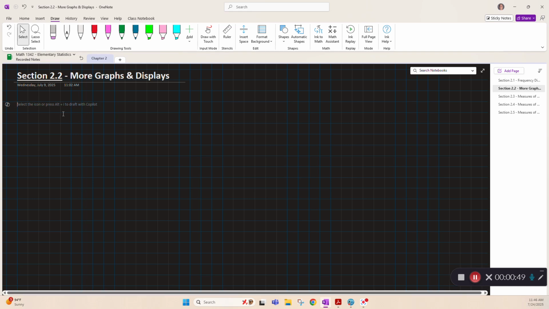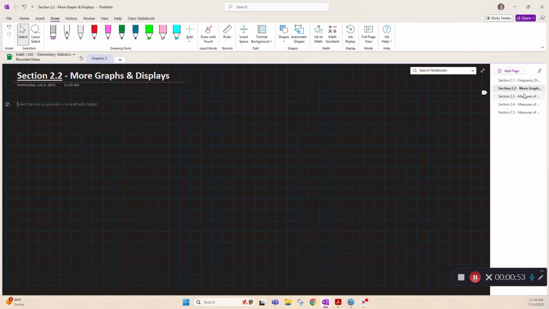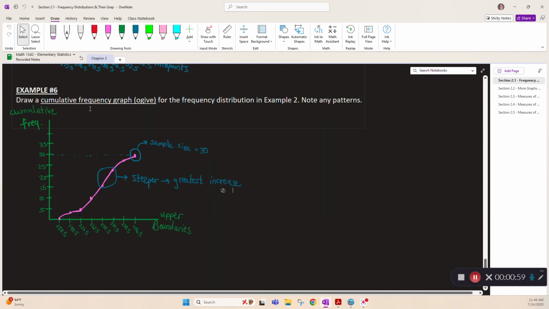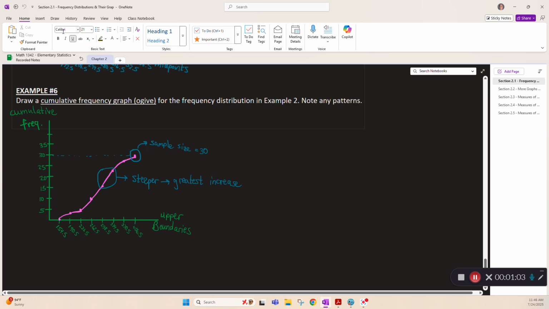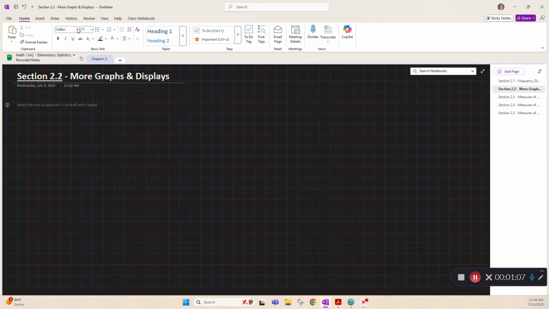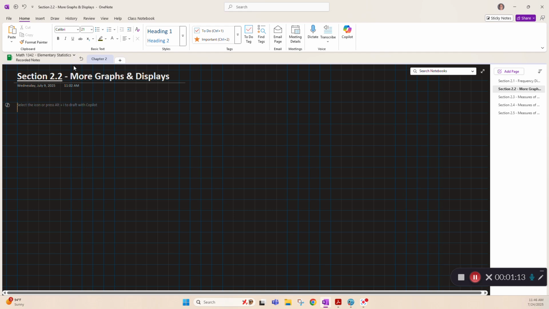So our first graph or display, if you will, that we're going to look at is a stem and leaf plot. So for the sake of consistency, let me go see what size font I had. Calibri 21, got it. There we go. So let's start with a definition.